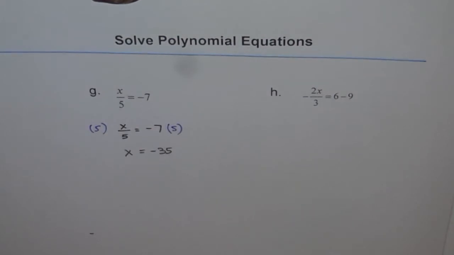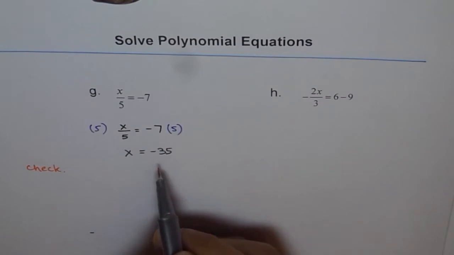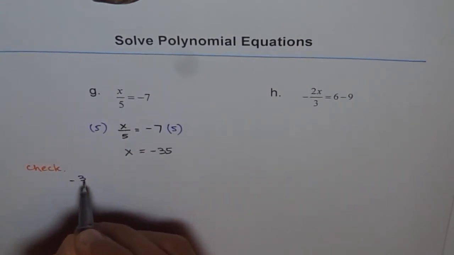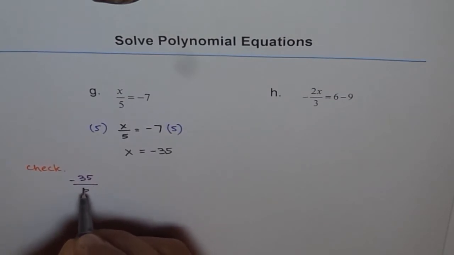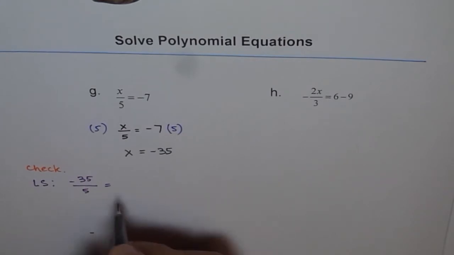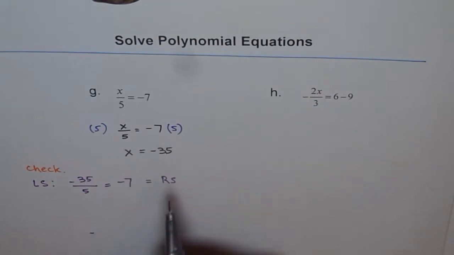Now let's check if this solution is true. To check it, we'll substitute x equals minus 35 in the left side and see what we get. So write minus 35 divided by 5. That is my left side, right? Minus 35 divided by 5 is minus 7, which is the same as the given right side, right? So left side equals right side. Therefore, the equation is solved correctly.